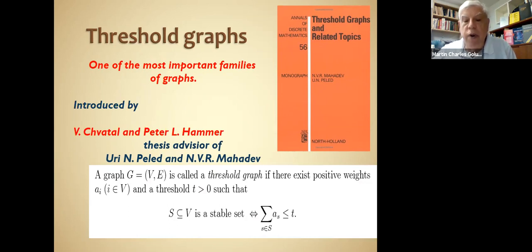The definition of a threshold graph is given here. It's a graph for which you can assign positive weights to the vertices and a positive threshold, so that a subset of vertices is a stable set, an independent set, if the sum of their weights is less than or equal to the threshold.